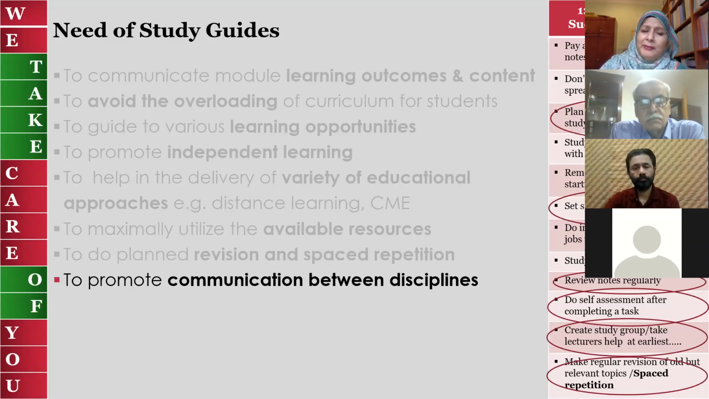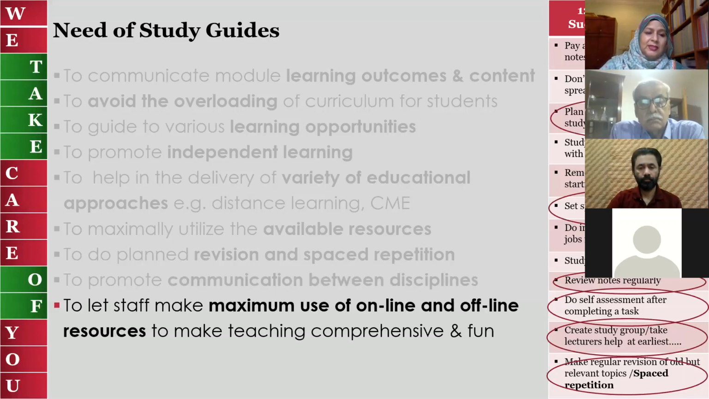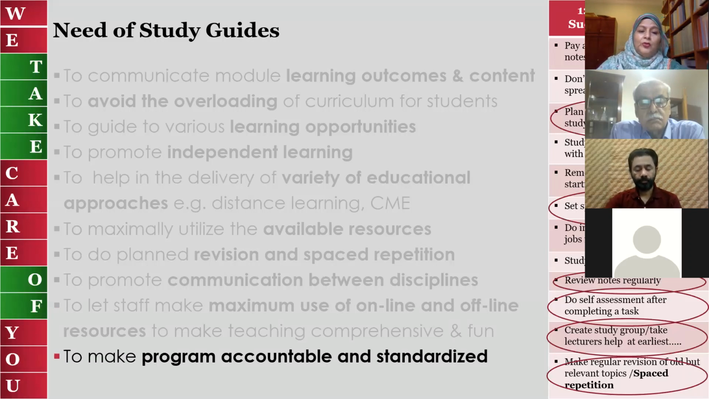To promote communication between the disciplines is very important, because when we are using an integrated curriculum, the disciplines should be able to communicate with each other and tell each other about their flow of activities and how these activities can be synchronized. It lets the staff make maximum use of the online and offline resources, which are very many, and makes teaching comprehensive and fun for the students, and makes the program accountable and standardized.